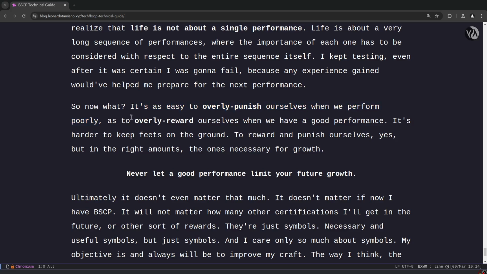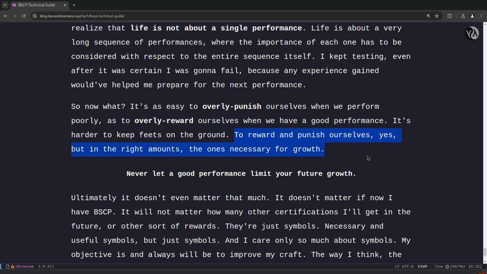So we tend to overly punish ourselves, right? Because we don't want us to fail. However, it's also easy to overly reward ourselves when we have a good performance. So we say, look, I managed to do it, then I can be more chill in the future with my training and things of the sort. Well, what I like to do is keep feet on the ground.